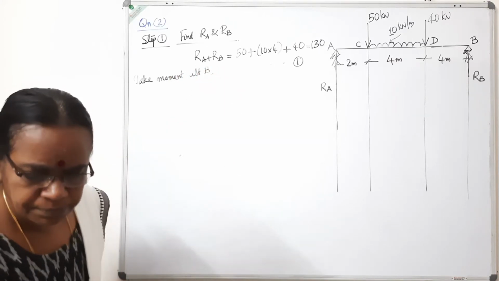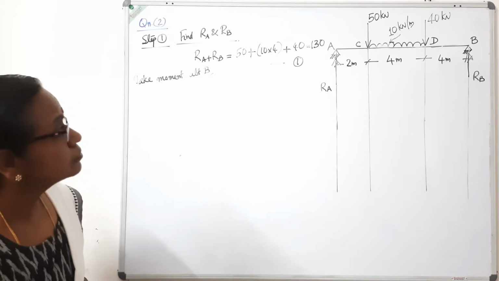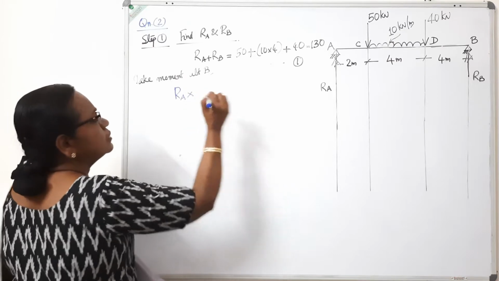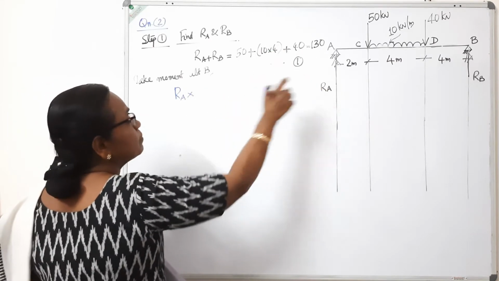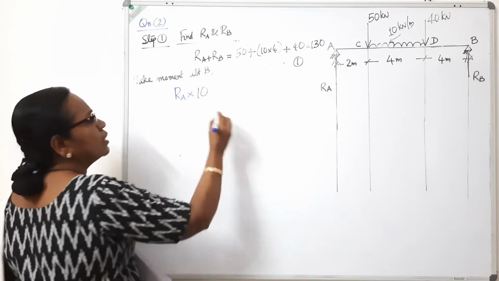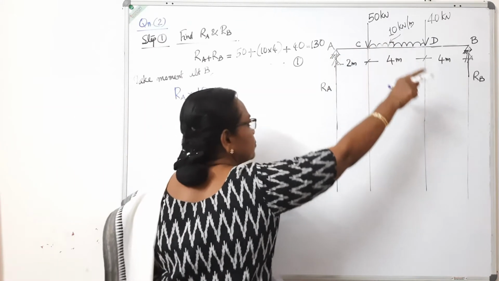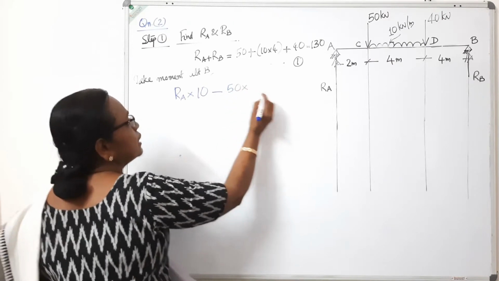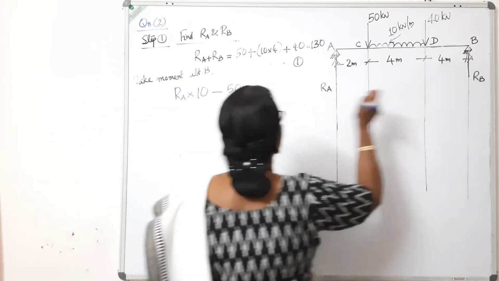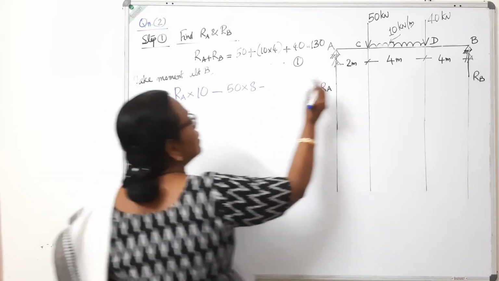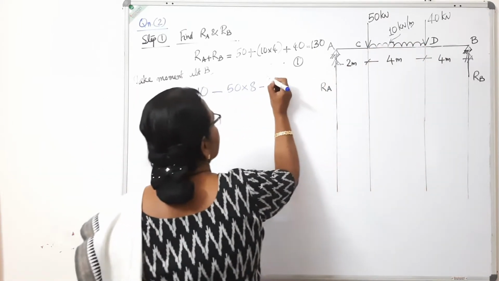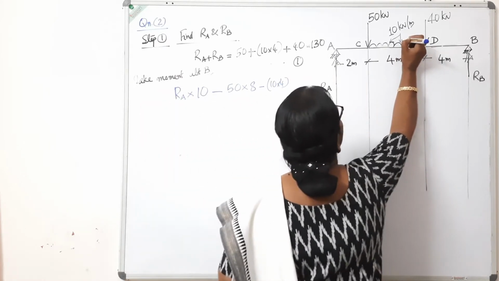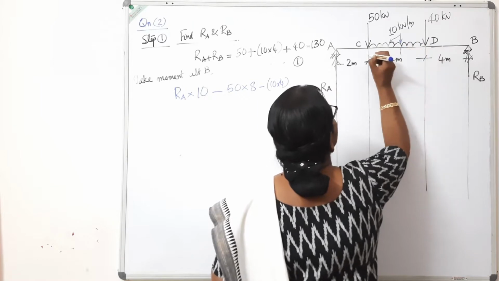Now take moment about B. Taking moment about B, this RA produces clockwise moment. RA into 2 plus 4, 6 plus 4, 10 is the span. RA into 10 produces clockwise moment, minus downward load 50 into distance 4 plus 4, 8, minus this much load 10 into 4. This 10 into 4 is the total load, that is 40. This total load is assumed to be acting at the center of this.